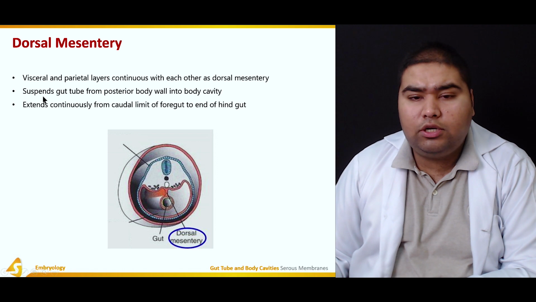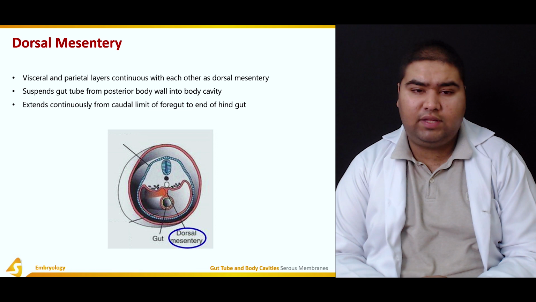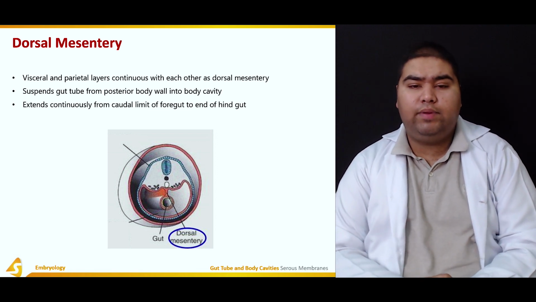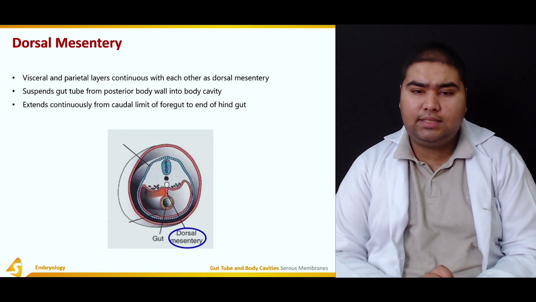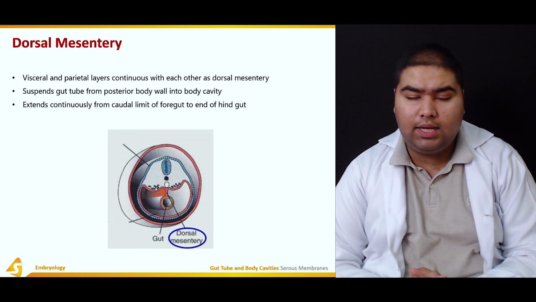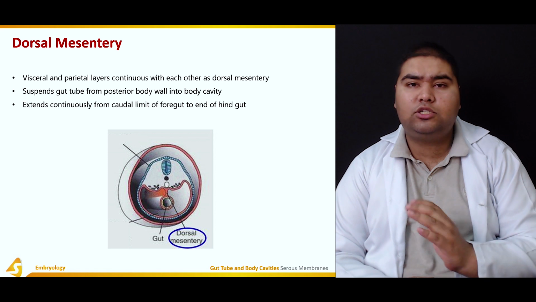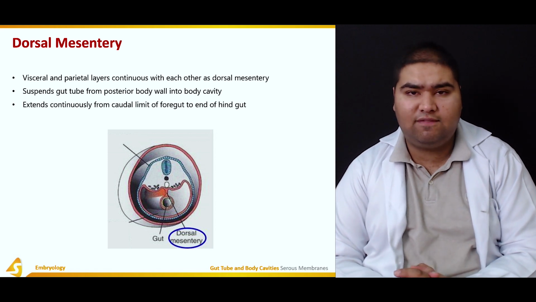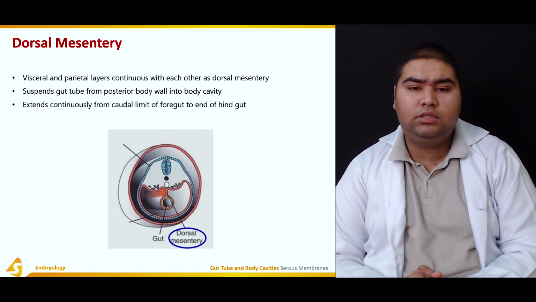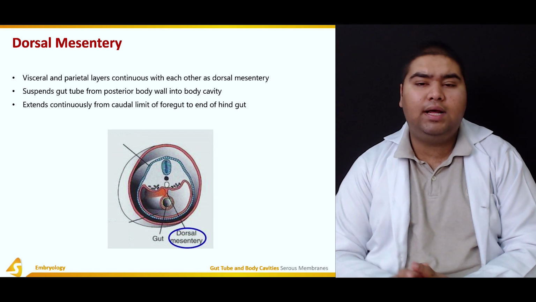It extends continuously from the caudal limit of the foregut to the end of the hindgut. There are no breaks in the dorsal mesentery. Again, what is the caudal limit? Cranial is towards the head, caudal is towards the feet. If you divide the foregut into cranial and caudal portions, you start from the caudal limit of the foregut to the end of the hindgut.